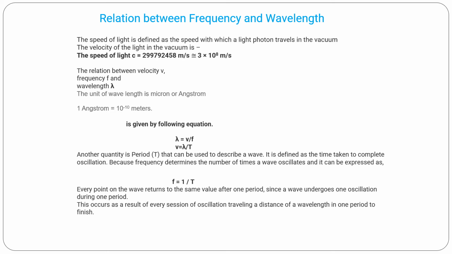Now the relation between the frequency, wavelength and velocity. As we know, the speed of light is the speed with which light photons travel in a vacuum. The velocity of light is 3 × 10^8 meters per second, as we have already taught in physics. So the relation between the velocity v, frequency and wavelength lambda is in this equation.